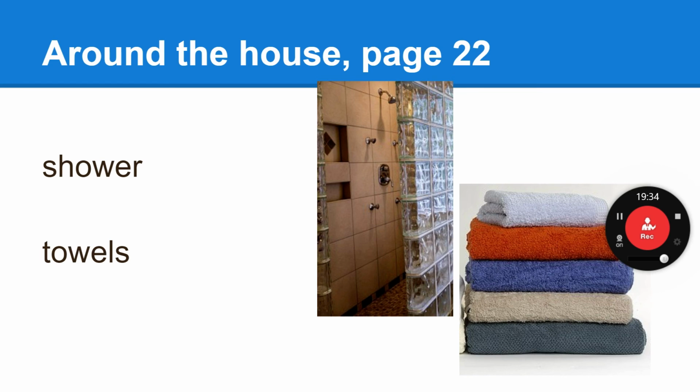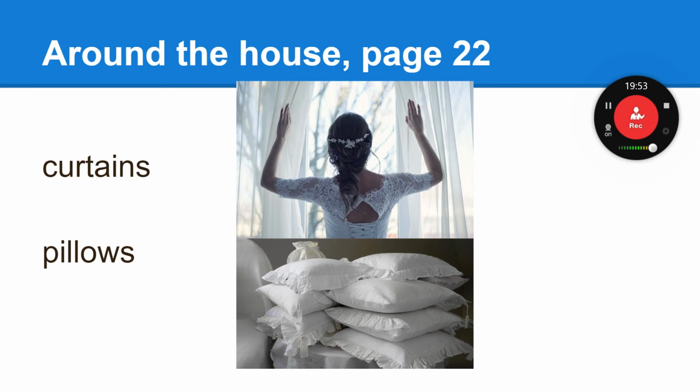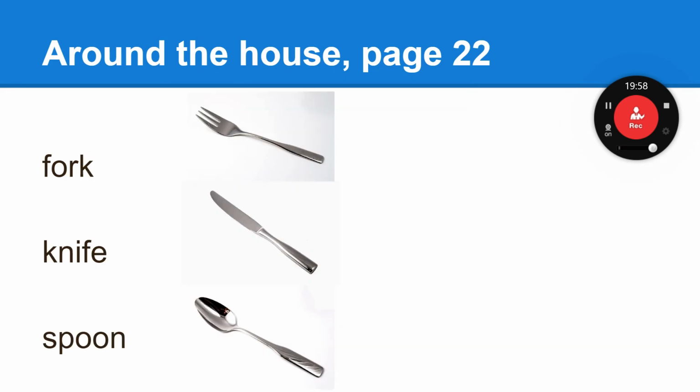Curtains. These are hanging in the window to block the light or let the light in. Pillows. You usually sleep with the pillow behind your head. Fork. Knife. The F has an F sound, and the E you can't hear. It's called a silent E. The K is also silent, so it sounds like knife. Spoon.